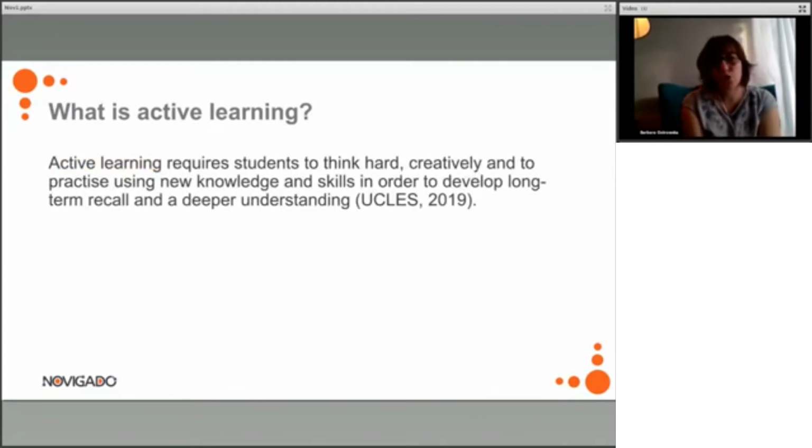Active learning requires students to think hard, think creatively, and to practice using new knowledge and new skills to develop long-term recall and deeper understanding. And I think this is the most important thing when it comes to active learning. It engages students in reflection, in writing, in talking, in discussing about what they are learning, and it makes the knowledge stick with them. It creates a more long-lasting and better understanding of the knowledge.